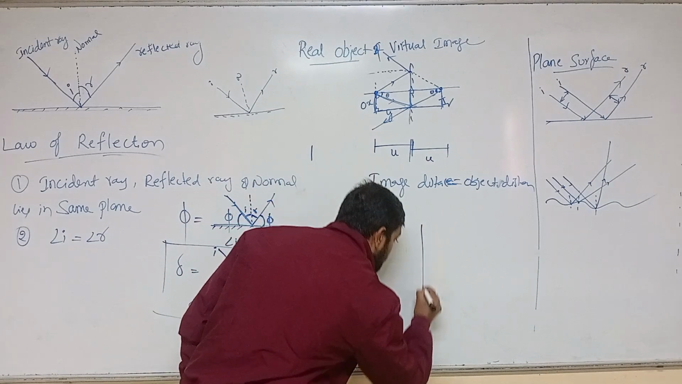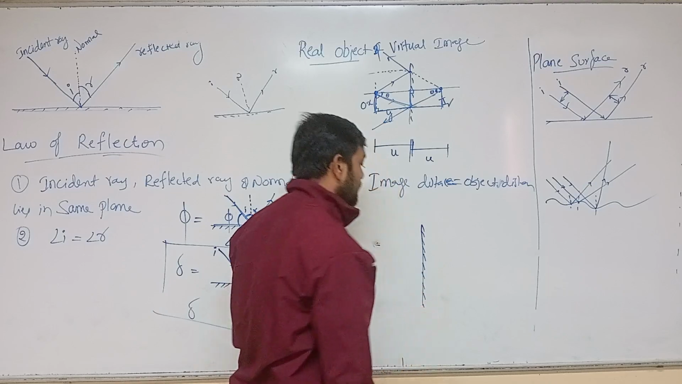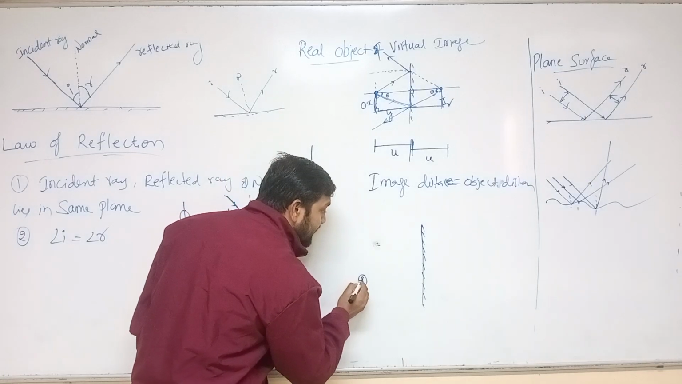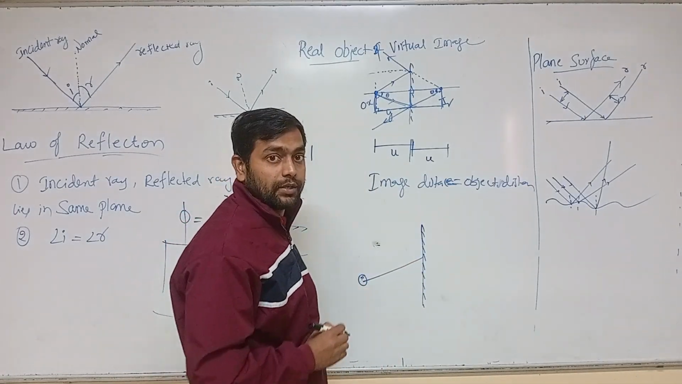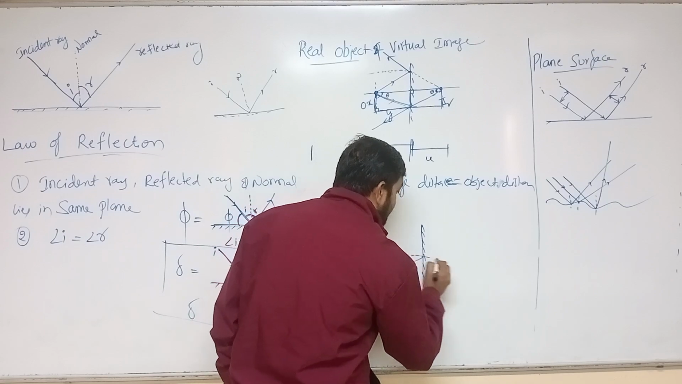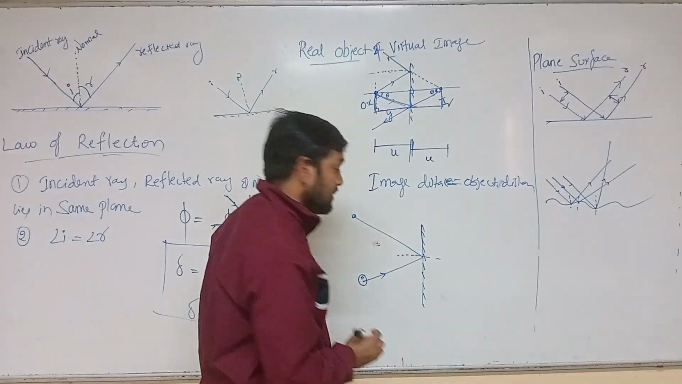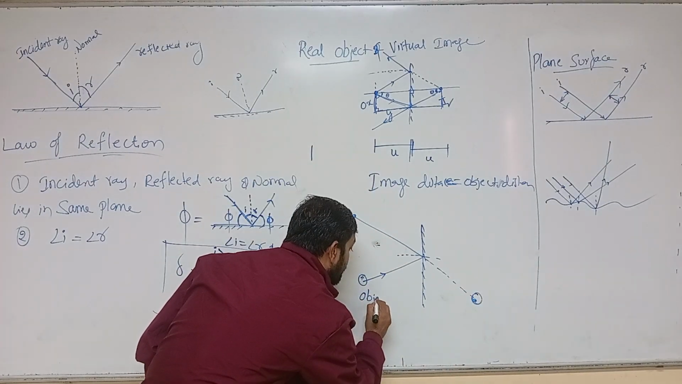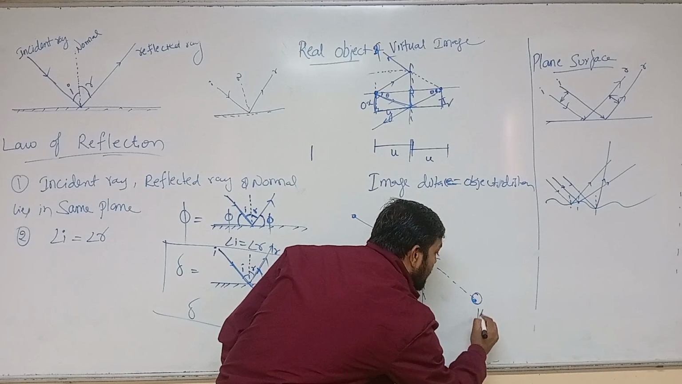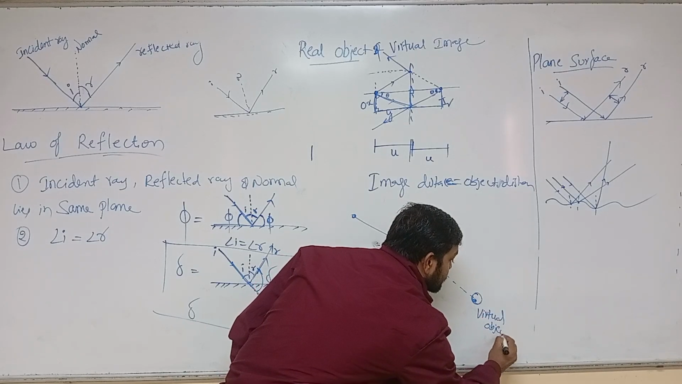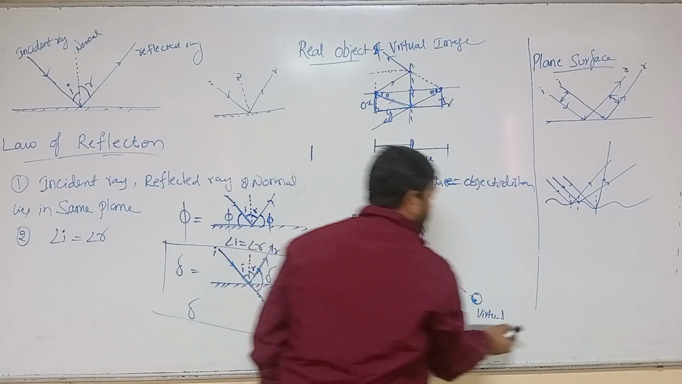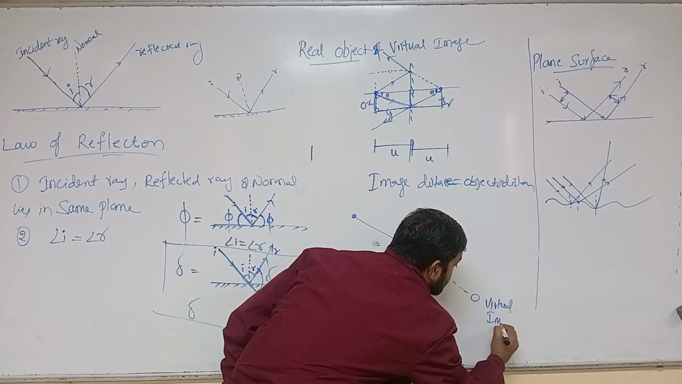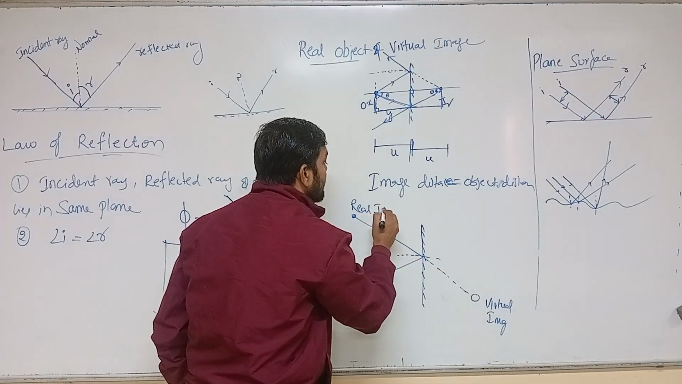Let us take a mirror. Here I kept an object of light. This light is going to hit here. After hitting here, it will move like this. Then this object is going to form here also. Let us take this object as bigger. This is my real object, and this is my virtual image. And this is my real image.